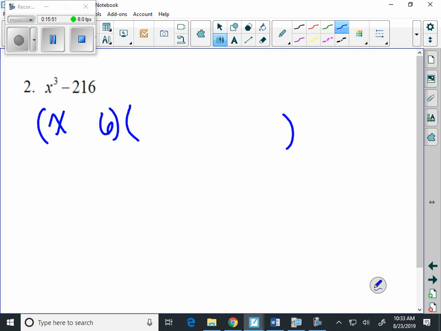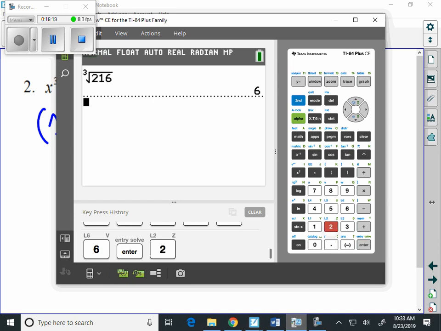To figure out the big parentheses, we're going to take x cubed, which is our original problem, divided by x, what we've already put in our parentheses. We had 3 x's, we took out 1, we get 2. Way over here, we're going to take the 216, which is our problem, divided by what we wrote down in our first parentheses, in our little parentheses. We're going to take 216 divided by 6. 216 divided by 6 gives us 36.